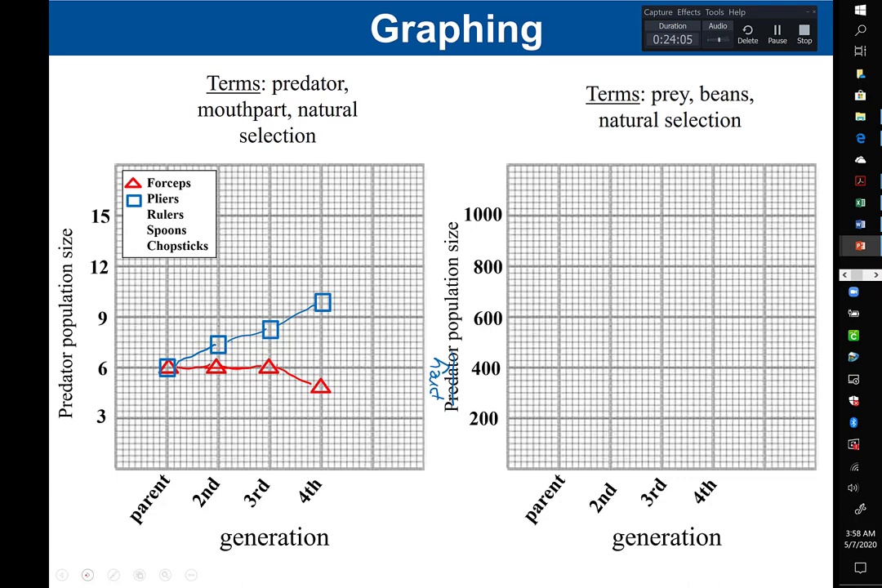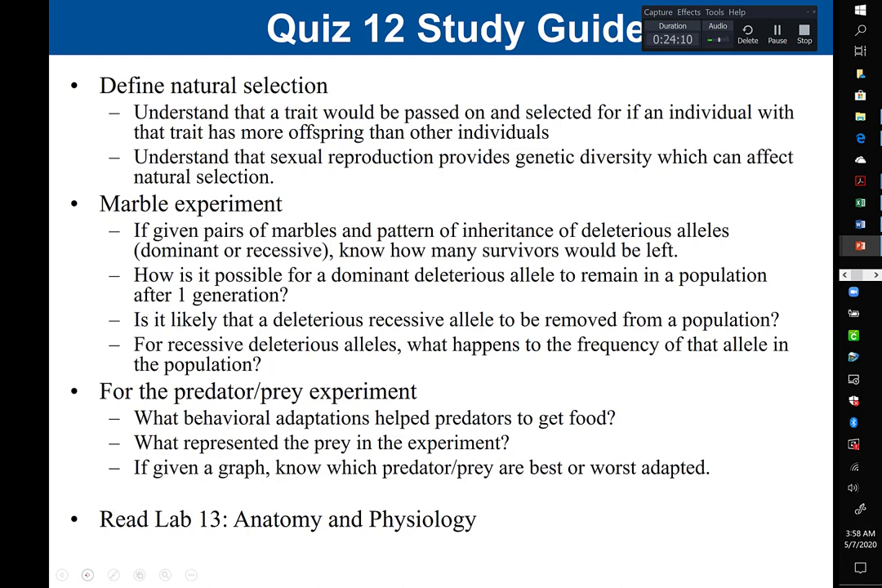So what I put here is your Quiz 12 study guide. For natural selection, you want to define natural selection. You want to understand that a trait would be passed on and selected for if an individual with that trait has more offspring than other individuals.